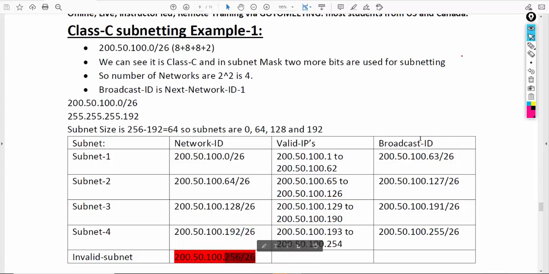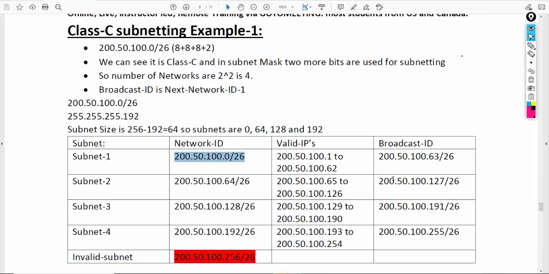Now the broadcast ID is this minus 1. So 256 minus 1 is 255. Here, 192 minus 1 is 191. That means for this network segment, the broadcast address is the next network ID minus 1. That's why I said 192 minus 1. For this network segment, the broadcast ID is 128 minus 1, so 127. For the first network segment, the broadcast ID is 64 minus 1. So always the next network ID minus 1 is the broadcast address.